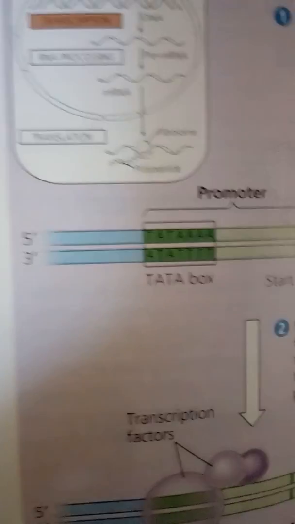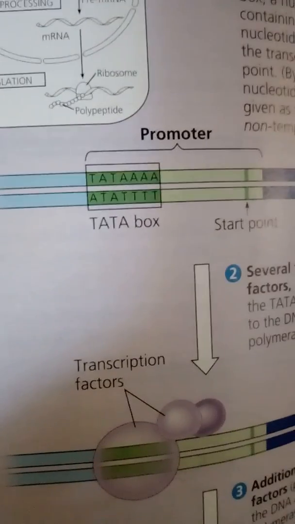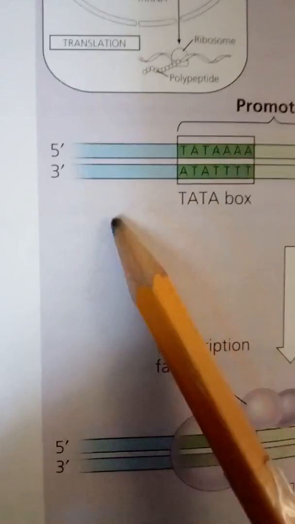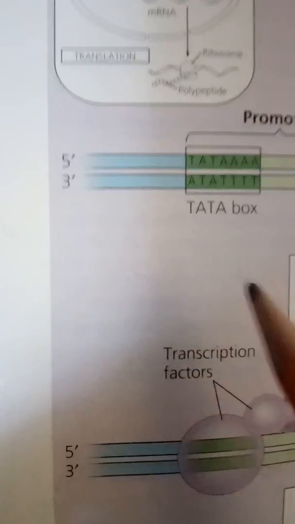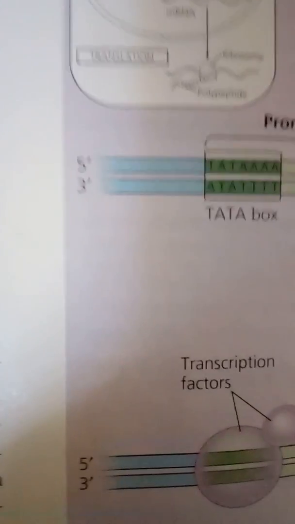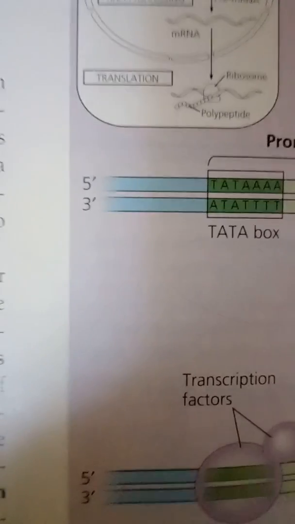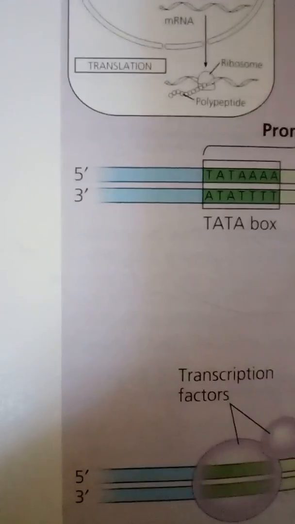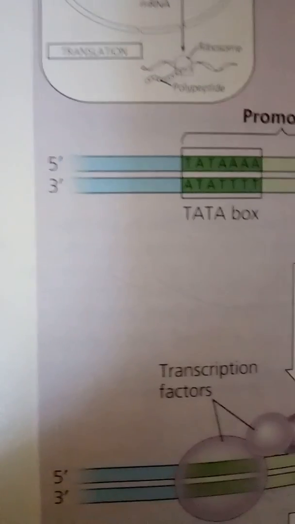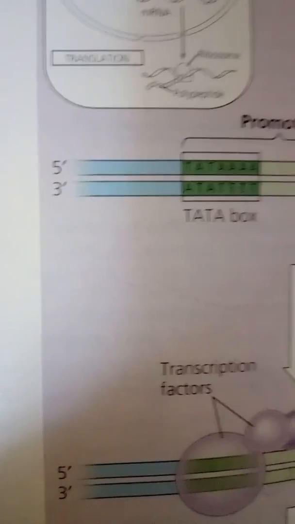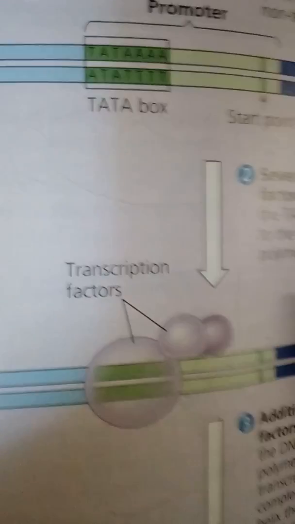Now back to the transcription initiation complex. Eukaryotic promoters commonly include a TATA box, a nucleotide sequence containing TATA, about 25 nucleotides upstream from the transcription start point. By convention, nucleotide sequences are given as they occur in the non-template strand. Notice here several transcription factors.